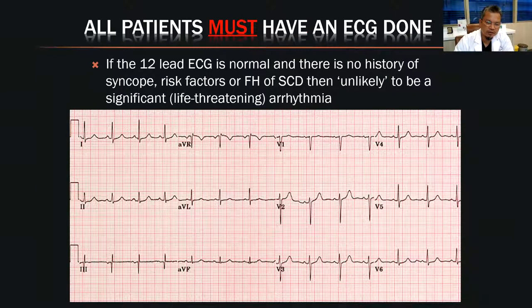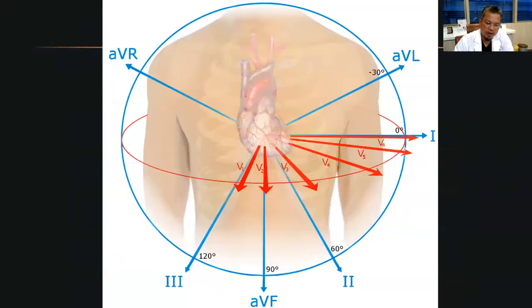Here, you can see the complexes. All of those directions or the amplitude of the wave, what we call the QRS, represent the activity of the heart from where you're looking at. So here is a schematic representation of that: lead 1, lead 2, lead 3, aVF, and all of those.